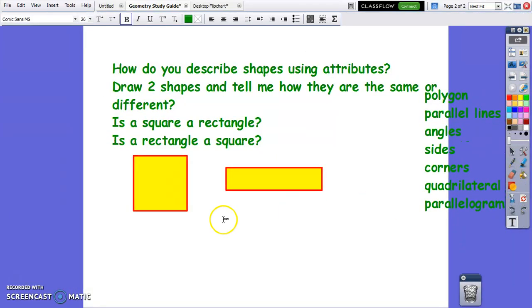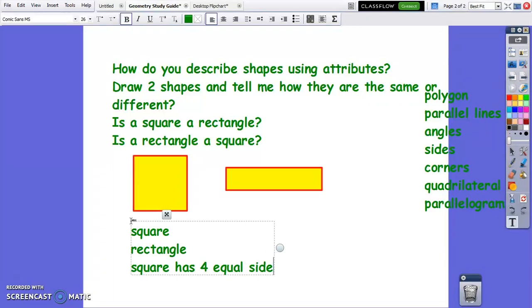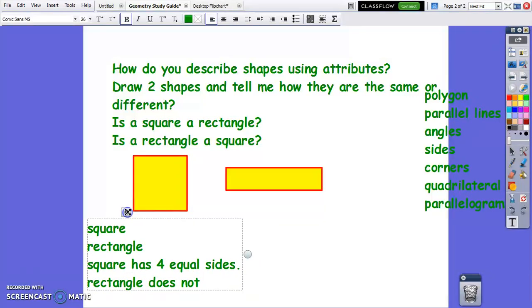So what is the same about these two shapes? Well, one is called a square. The other one is called a rectangle. So that's different. Now, one has equal sides. So you can say a square has 4 equal sides. A rectangle does not. So that's two ways they are different.